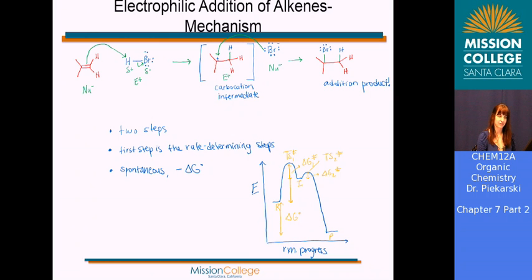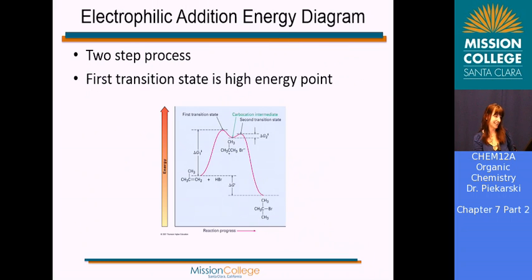I derived it for you really quickly here, but it's also really pretty on the next slide. Remember, it's a two-step process. The first transition state is the highest energy point here, has the largest delta G for that transition state. And you can see it's nicely labeled and everything like that that we just did on the previous slide. Okay, so we will derive it on your own.